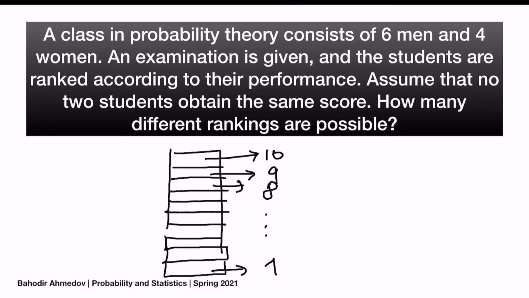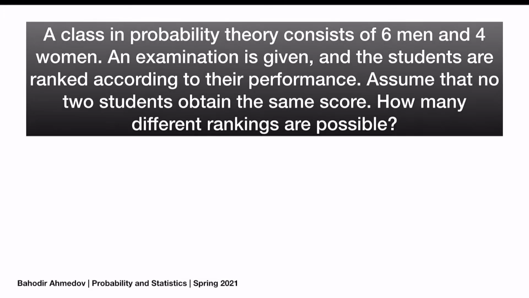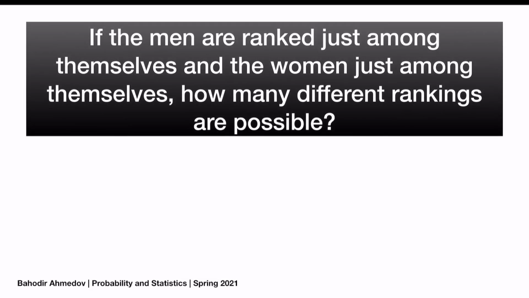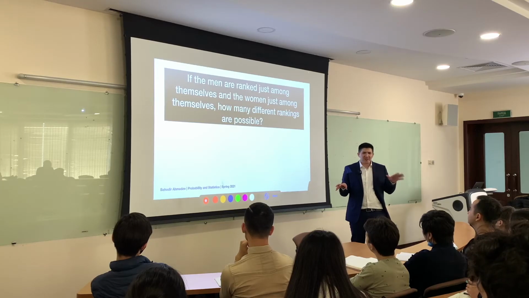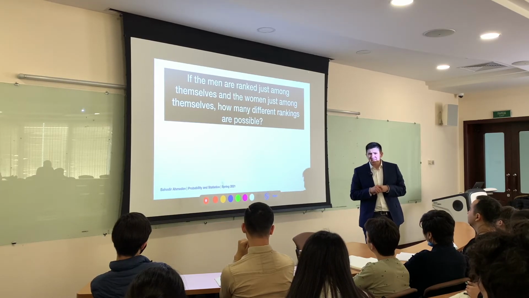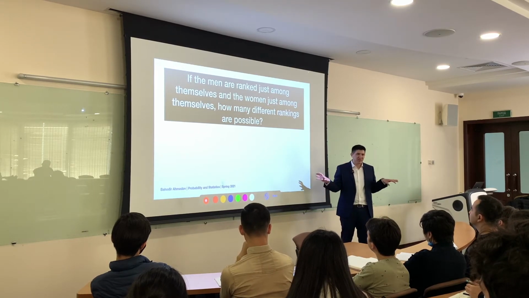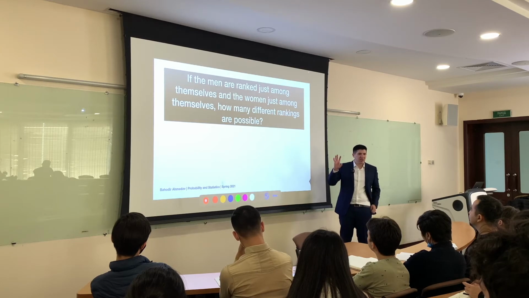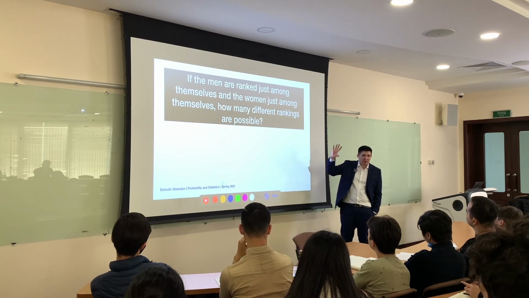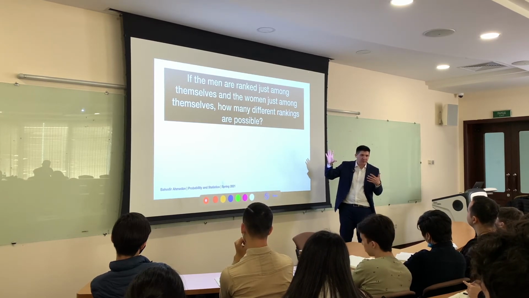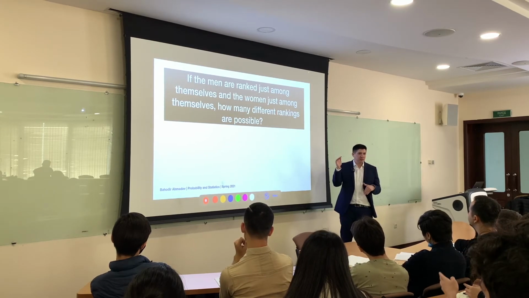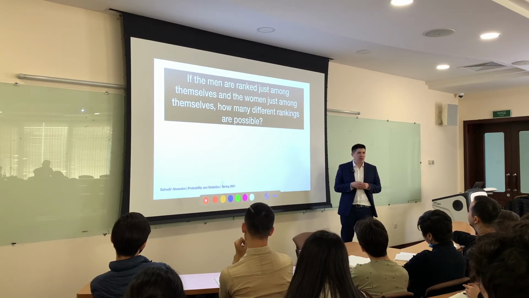Okay, so let's change this a little bit differently. Let's say now I would like to rank male students among themselves and female students among themselves, okay? But let's say this is not a probability exam. This is, let's say, a running contest. In the running contest, it is natural to split the males and females, okay? So let's say I'm going to rank males among themselves and females among themselves, and then I'm going to create one list. How many different lists can I create?